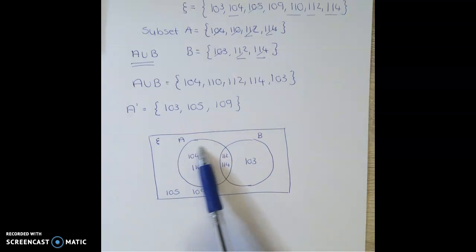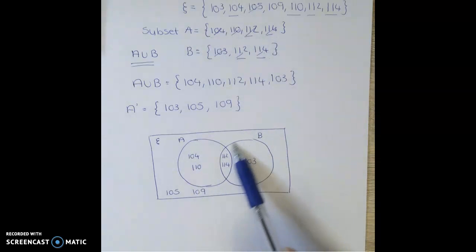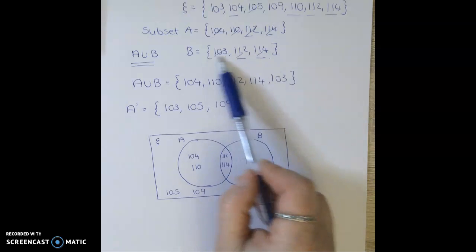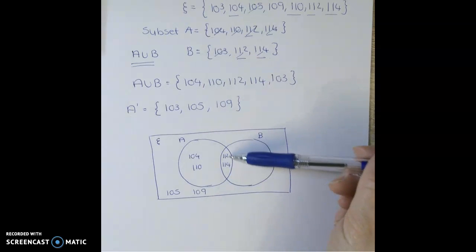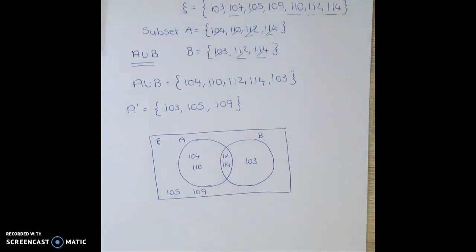These numbers all represent the ones that are in set A, and these numbers all represent the ones that are in set B, and these two numbers represent the numbers that are in both set A and in set B, so the intersection part.